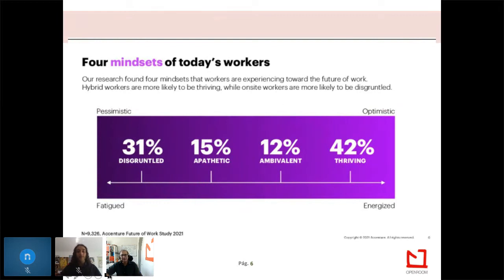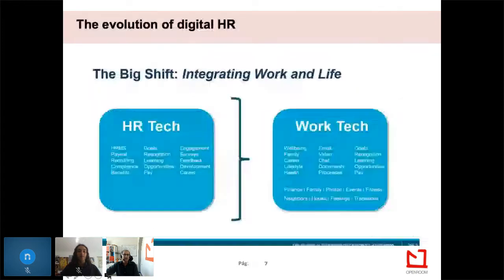Either you are pessimistic or optimistic, or you feel fatigued or energized. You can see here that really only 42% are driven in this hybrid model through the pandemic, but there are 31% that are disengaged and apathetic. So there's a lot of problems to solve in the near future with this hybrid model that we are all living in. And to solve that problem, we will see a big shift, following the Bersin research.